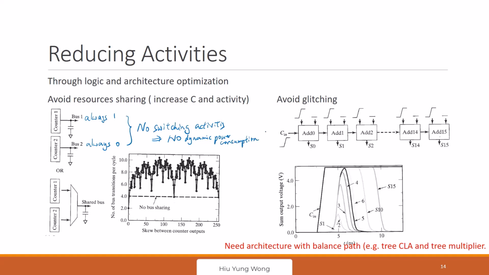Let's say I try to save the area. I try to have a shared bus, so I have a multiplexer here. What will be the output? It's going to be 0, 1, 0, 1, 0, 1, 0, 1, because I first need to sample counter 1, I get 1, then sample counter 2, I get 0. So although they are constant, I always have this switching. That actually has a maximum switching, which consumes a lot of power.